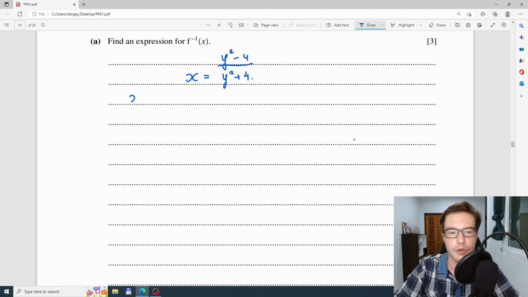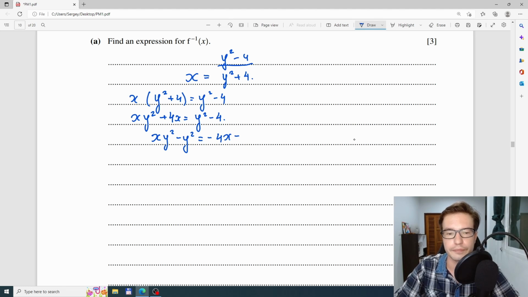I will first multiply everything by the denominator to get rid of fractions. X times y squared plus 4 equals y squared minus 4. Next, I will expand the brackets. And I will try to collect y squared on the left and everything without y squared on the right. So it's minus 4x minus 4.